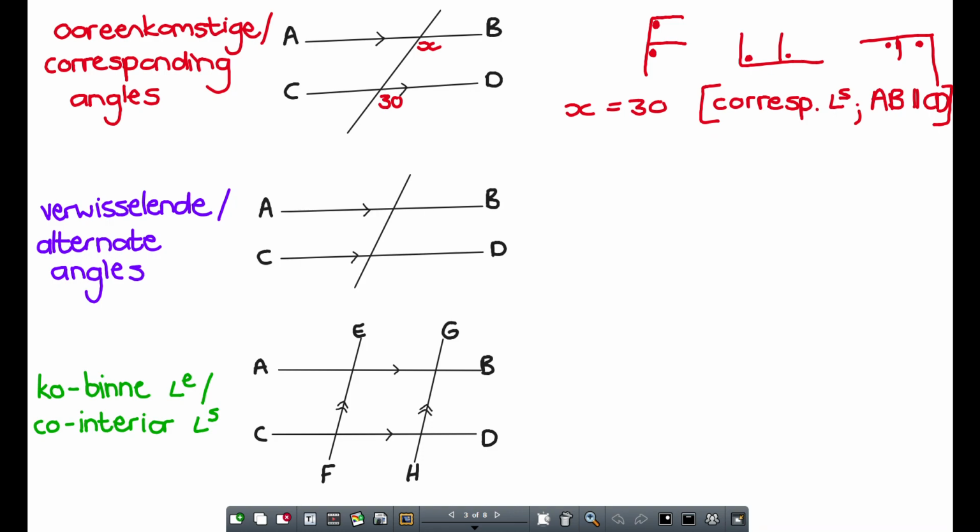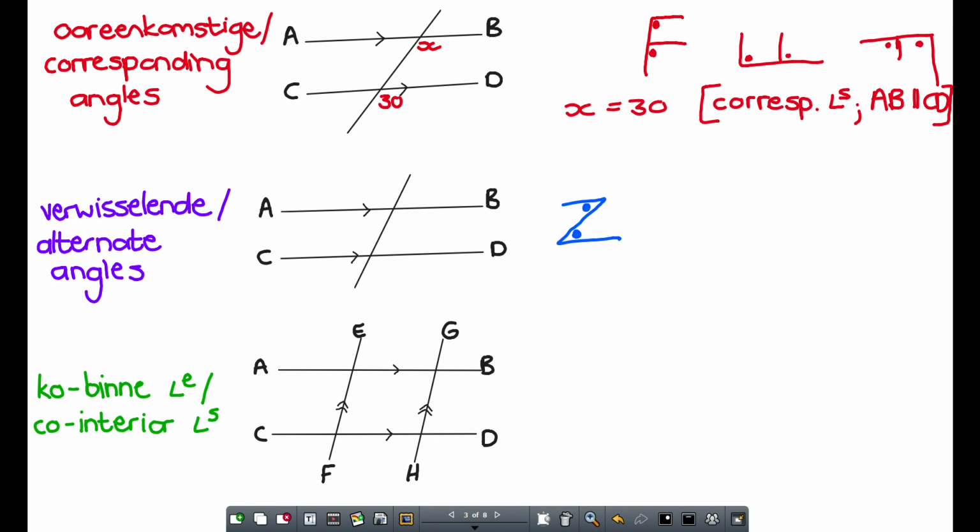Okay, so hoe lyk verwisselende hoeke? Ek onthou, die Afrikaanse mense verwisselende hoeke, né? Alternate angle, sorry English people, there's no other way that I can remind you about that. Maar die Afrikaanse mense, binne in hierdie Z van jou, those angles are going to be the same, okay?